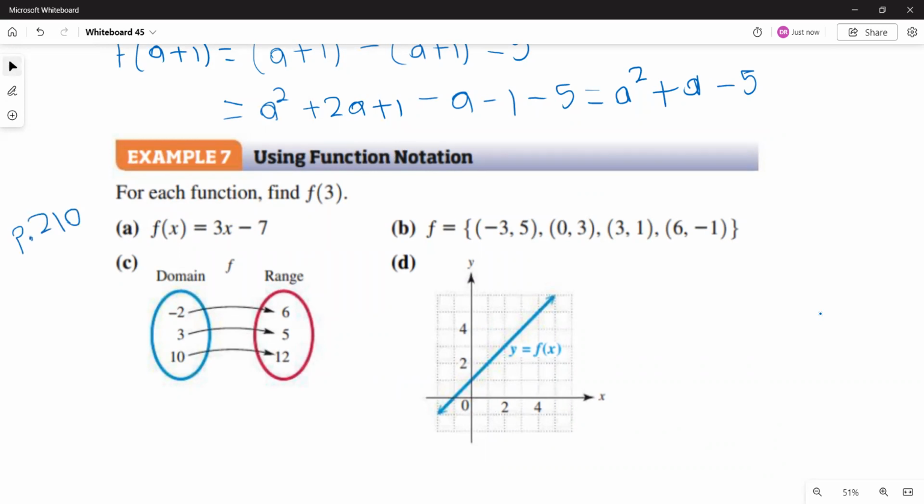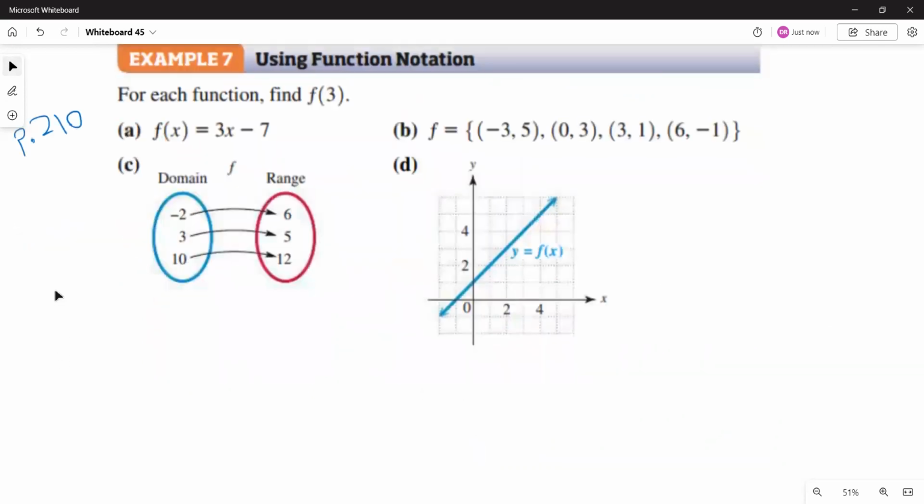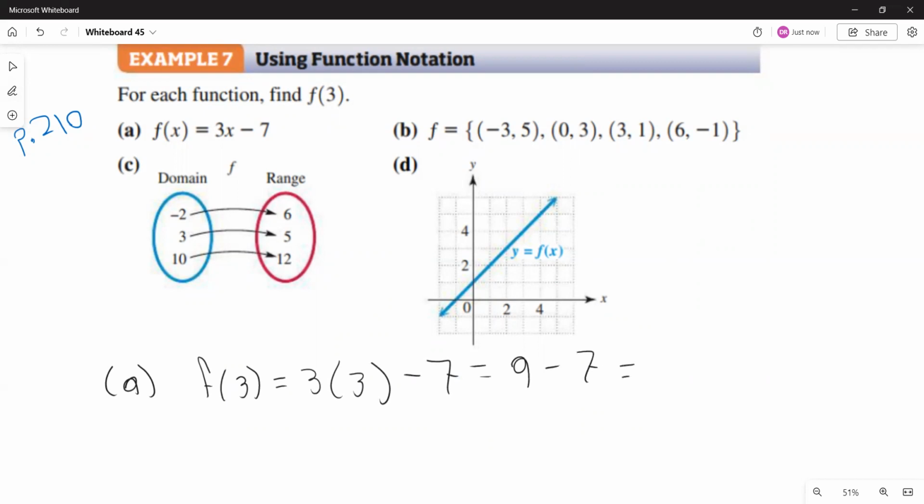We're going to evaluate f of 3 for each function. So we have 4 functions representing different ways. The first one is an equation. The second one is a set of ordered pairs. The third one is a correspondence between 2 sets. And the last one is a graph. So to find f of 3 in A, all we do is plug in 3. So f of 3 is 2.